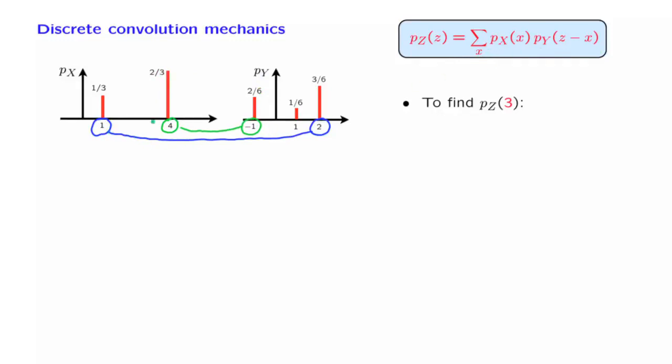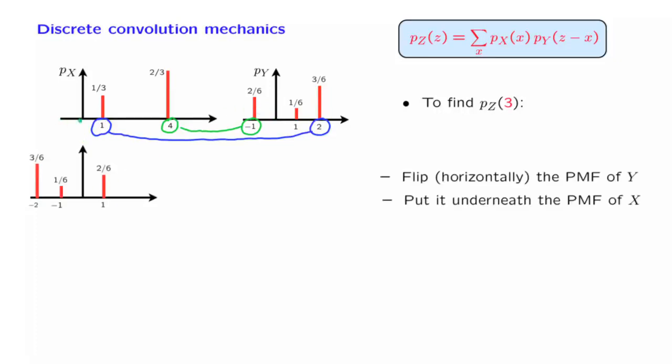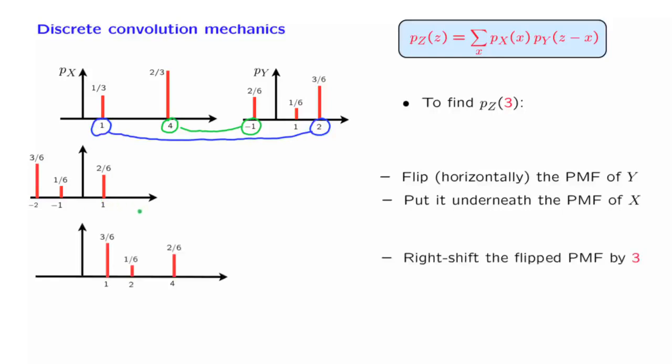However, keeping track of these correspondences here can become a little complicated if we have richer PMFs, so an alternative way of arranging the calculation is the following. Let us take the PMF of y, flip it along this vertical axis. So these two terms will go to the left side and this term will go to the right hand side, and then draw it underneath the PMF of x. This is what we obtain. Then let us take this drawing here and shift it to the right by 3. So the entry of -2 goes to 1, -1 goes to 2, and 1 goes to 4.